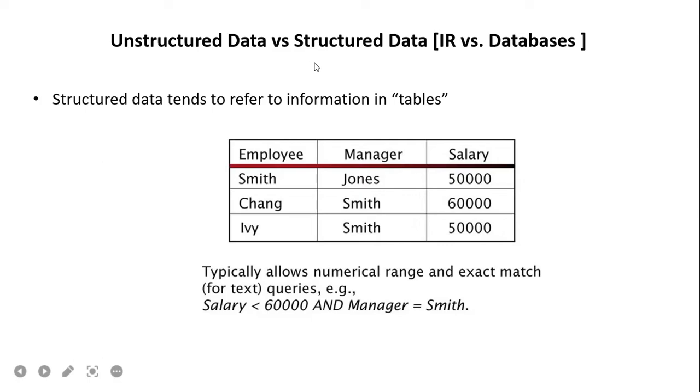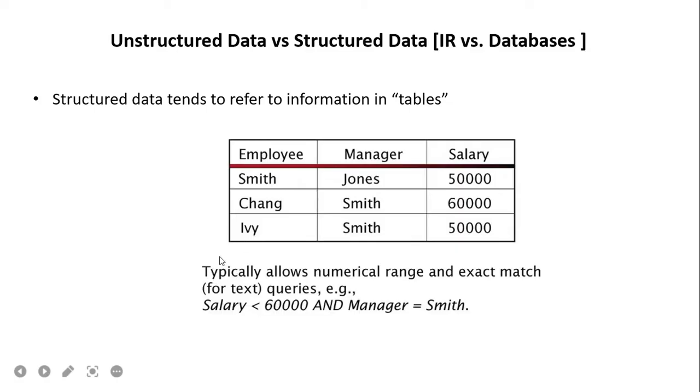Unstructured data versus structured data. Structured data tends to refer to information in tables. Generally in a database we refer to structured data, that is, the data is in table format, in rows and columns. For example, here is a table with 3 columns and 3 records. Column names are employee, manager, salary, and the records are Smith, Chang and Ivy.